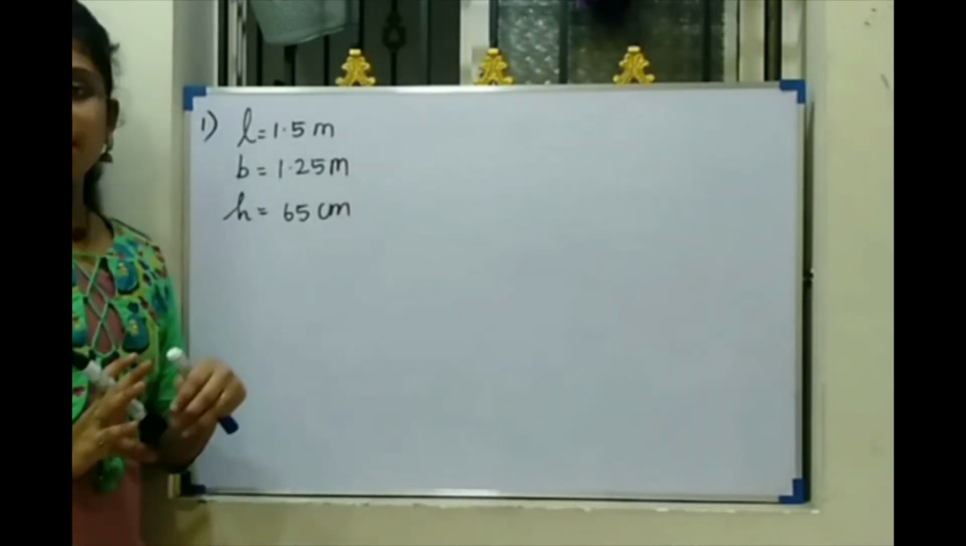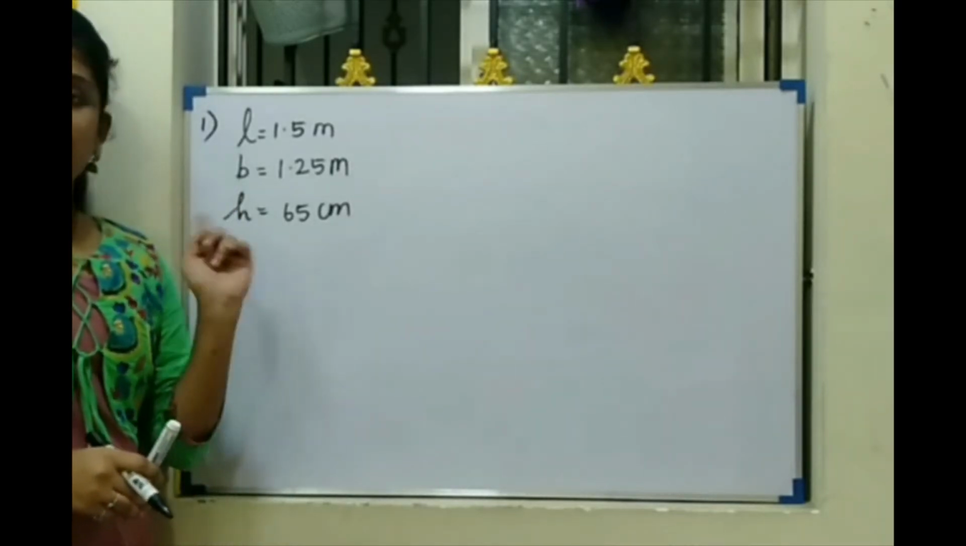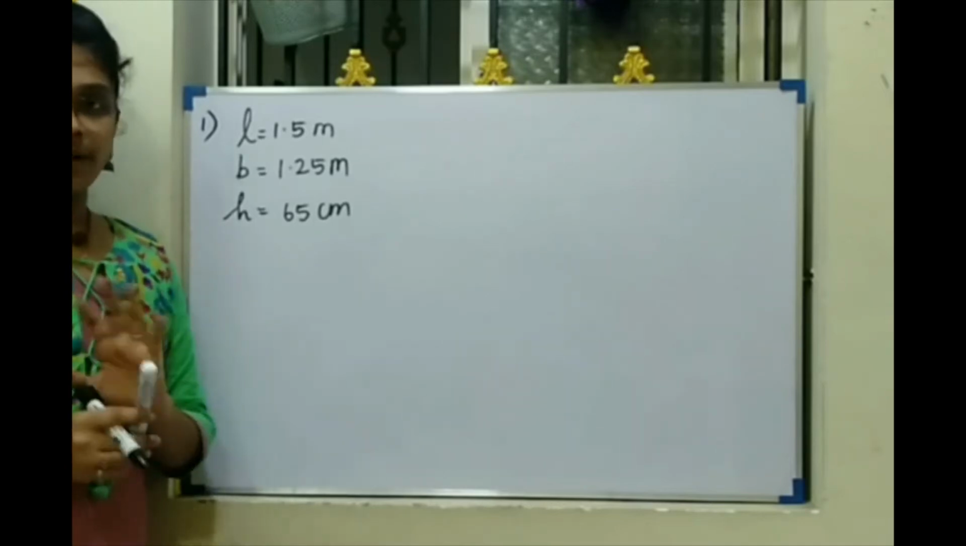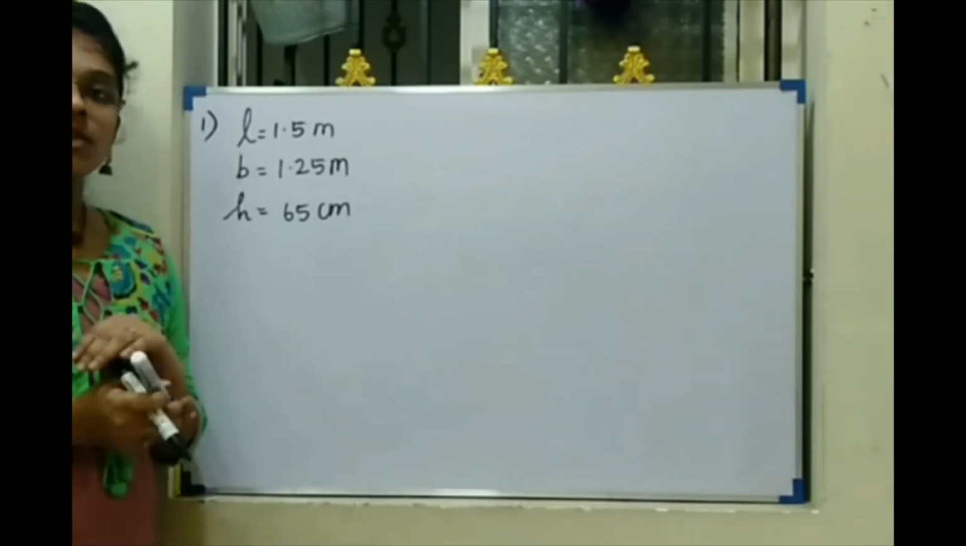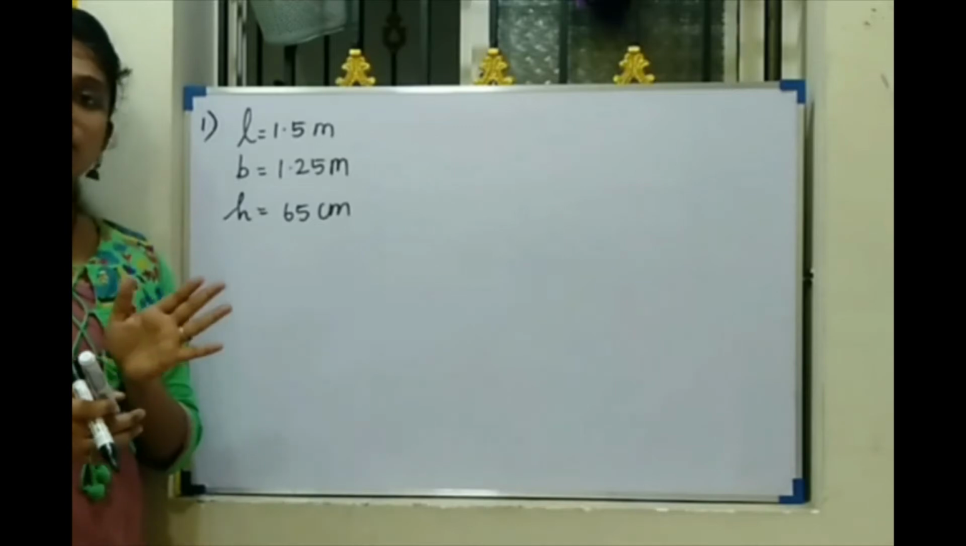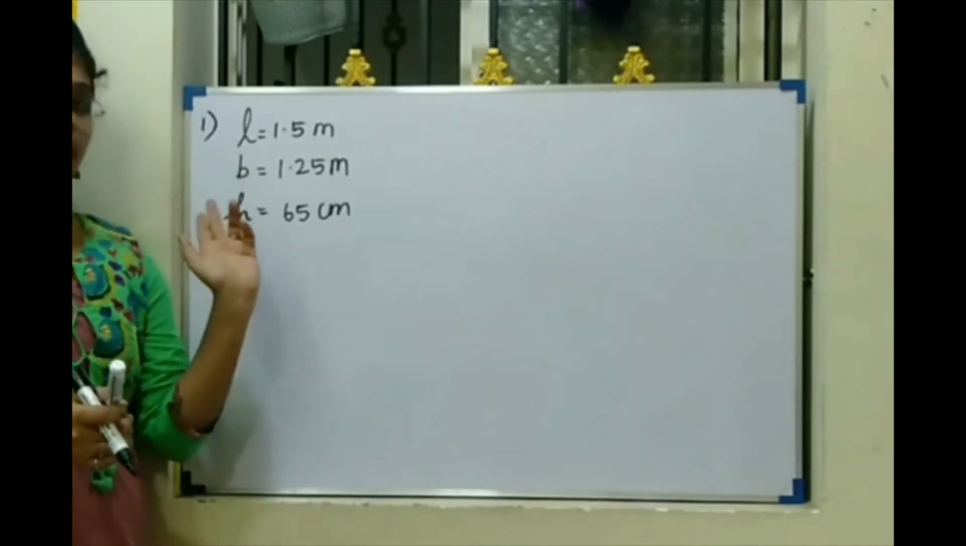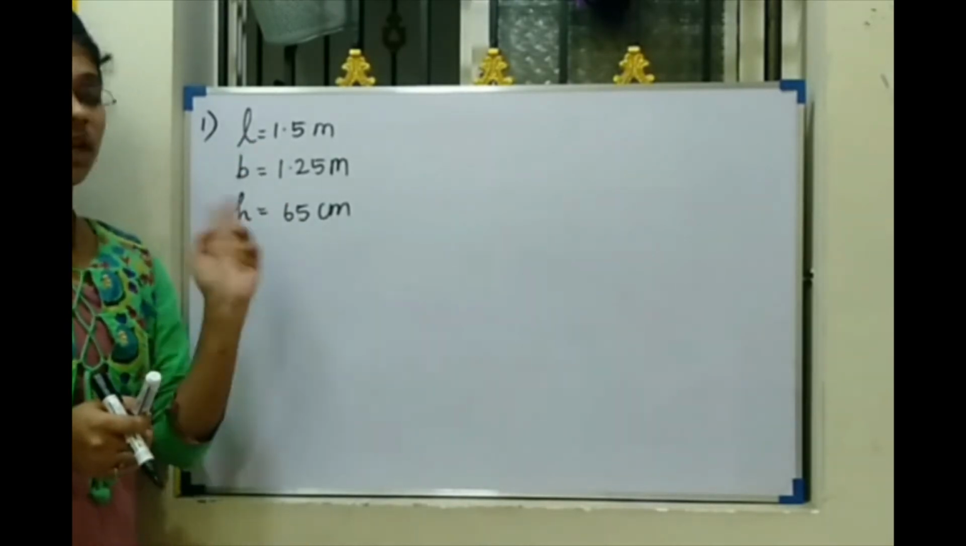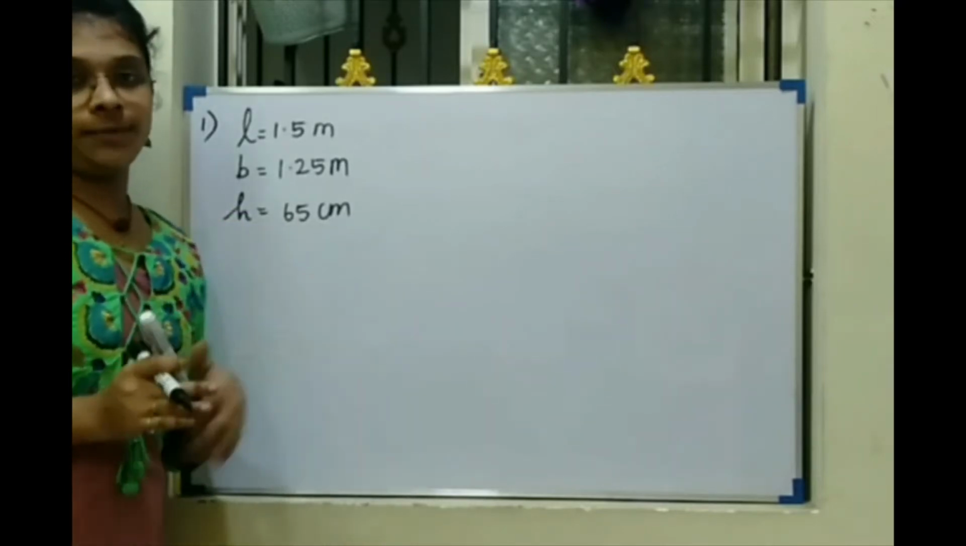Okay, so these are the given data. We have length, breadth and height. So it's obviously a cuboid, because a cube has all the sides, that is all the edges, equal. So we have length, breadth and height with different dimensions, so it is obviously a cuboid.